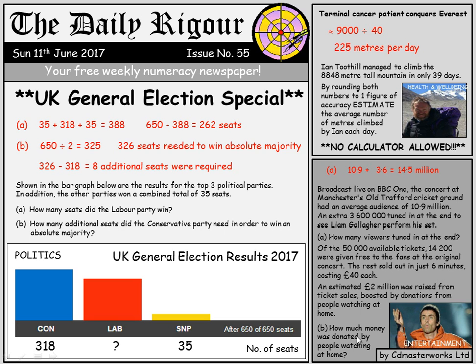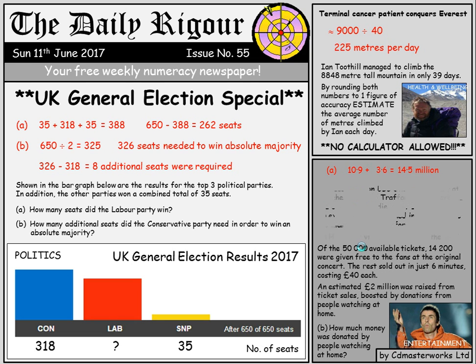Okay, so how much money was donated by people watching at home? So there was 50,000 available tickets. Let's go through this step by step. And they gave 14,200 away to the fans at the original concert, so we need to take that off, and that gives us 35,800 tickets that were charged for. Now they were each £40, so we can work out the total cost raised by the tickets by multiplying 35,800 by 40. So that means that £1,432,000 was raised from the sale of the tickets.